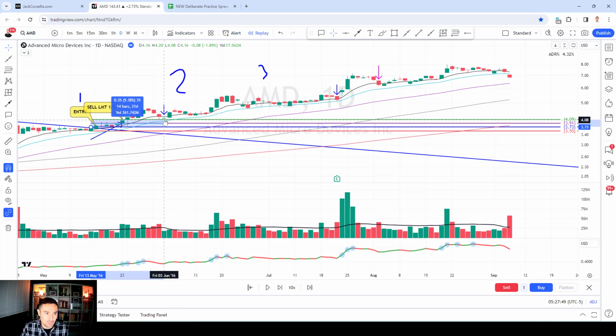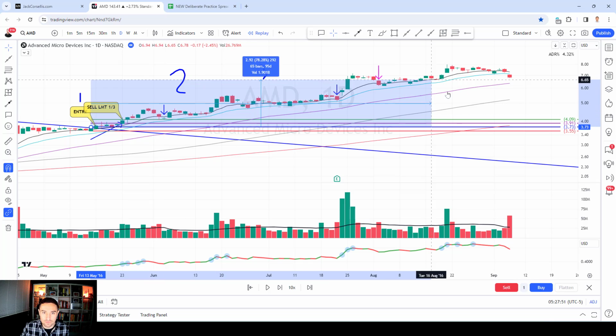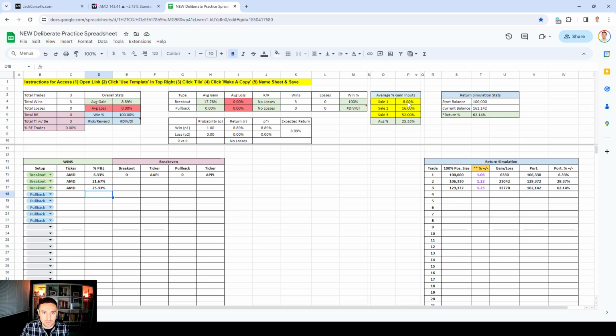Did we exit here? I think we did. We had an exit here. So we've got 8, which is already there, we go 11, and then 83 like that. That gives an average gain of 34%. So AMD, 34% like that.